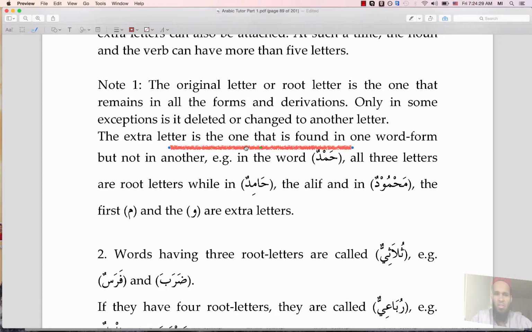The extra letter is the one that is found in one word form but not in another. Example, in the word hamdun, all 3 letters are root letters, while in hamidun, the alif, and in mahmudun, the first mim and the waw are extra letters. So let's see what they're talking about.